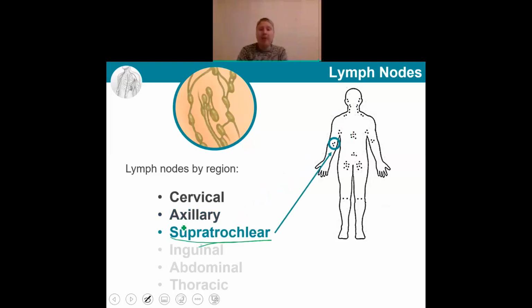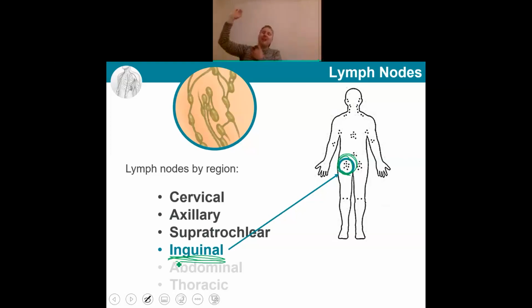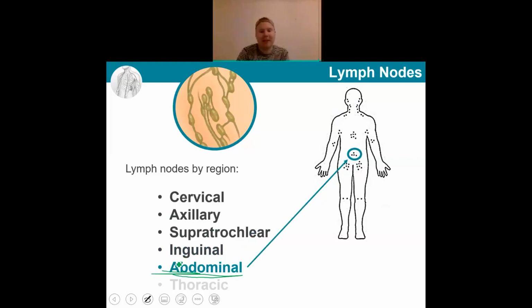You also have lymph nodes at the supratrochlear region, so just above the trochlear notch, on the other side of where your elbow is. You have lymph nodes at your inguinal area, so at your groin area. And for obvious reasons, doctors don't really go and check that as the first one. We have other areas that are easier to check, but it could be that there's swelling there.